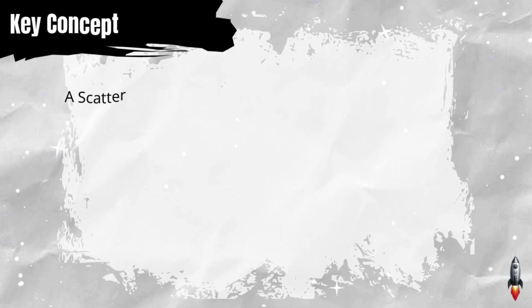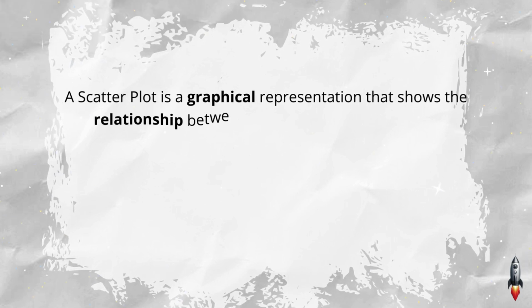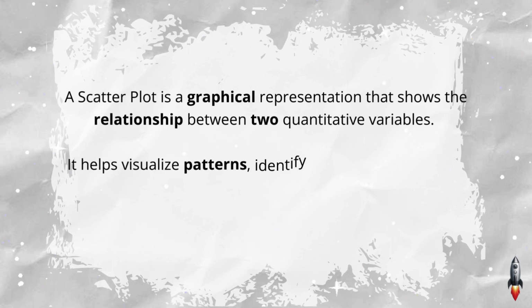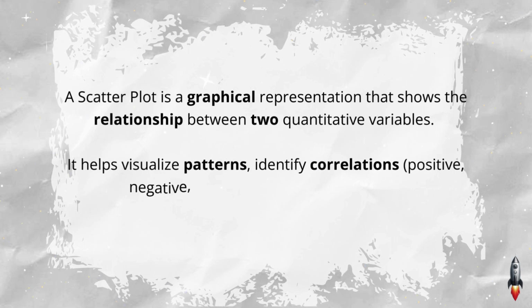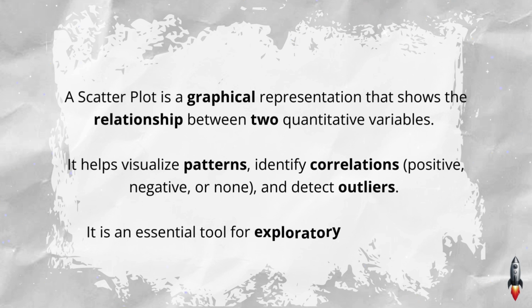A scatter plot is a graphical representation that shows the relationship between two quantitative variables. It helps visualize patterns, identify correlations, positive, negative, or none, and detect outliers. It is an essential tool for exploratory data analysis.